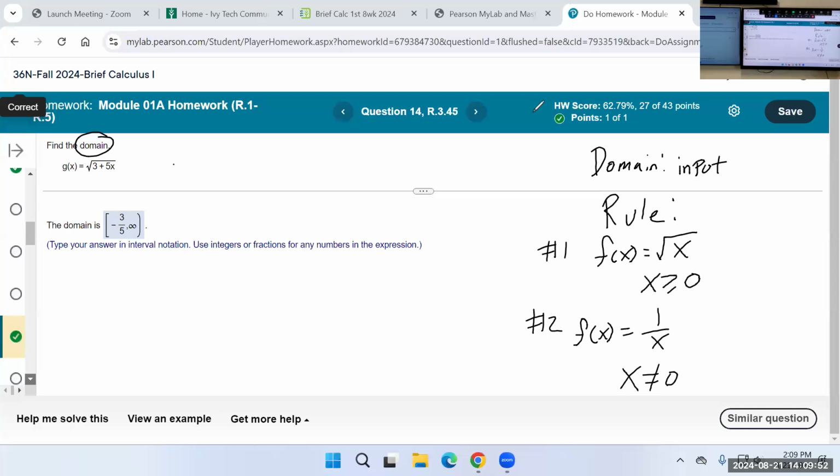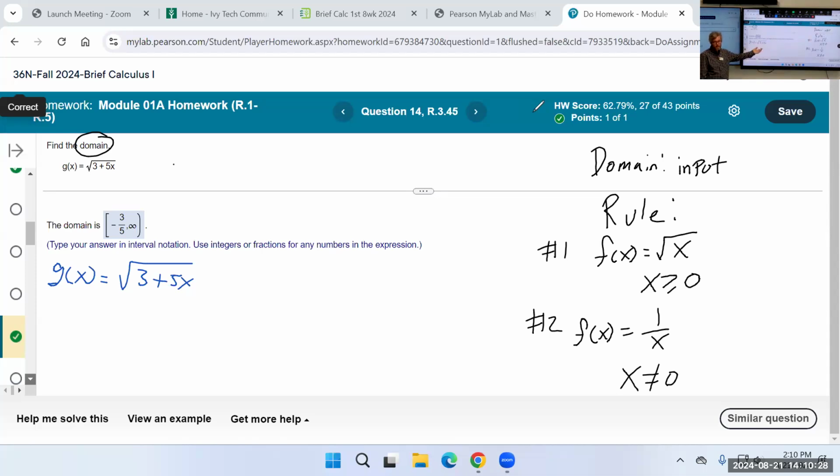Those are really the only 2 things you need to look at for a domain. Everything else is permissible. We want to focus on real numbers, and we cannot divide by 0. All right. In this problem, what's going on? So I have g of x equals the square root of 3 plus 5x. So it's not the square root of x, it's the square root of 3 plus 5x, which is similar but not the same.